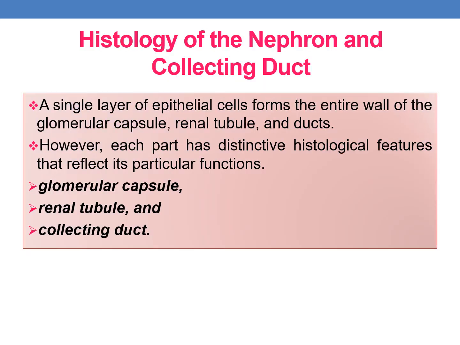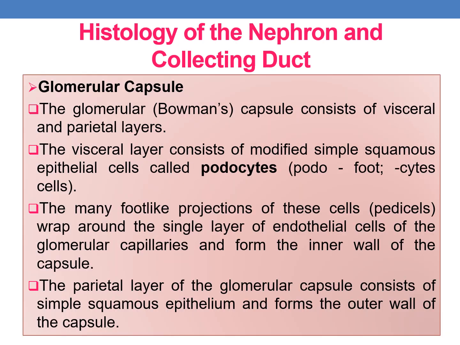Coming to the histology of nephrons and the collecting duct. A single layer of epithelial cells forms the entire wall of the glomerular capsule, renal tubule and ducts. However, each part has distinctive histological features that reflect its particular function. Let us see in the order of glomerular capsule, renal tubule and collecting duct. First of all, coming to the glomerular capsule.